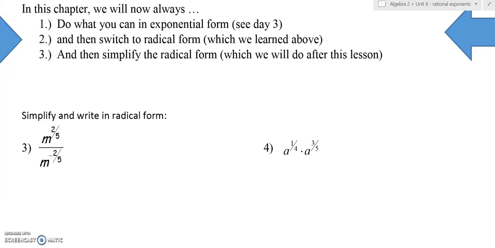It says in this chapter, we will now always: Step 1, do what you can in exponential form. That's from Day 3 notes. Step 2, then switch to radical form. That's what we just practiced. Step 3, and then simplify the radical form. We're going to do that in a couple days. We'll eventually get there.